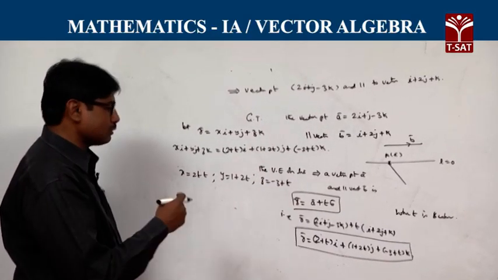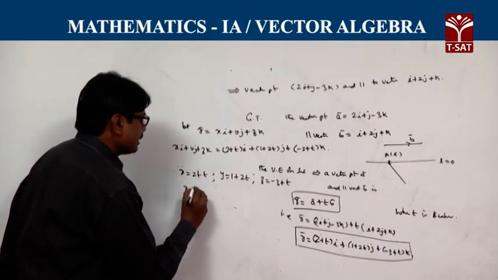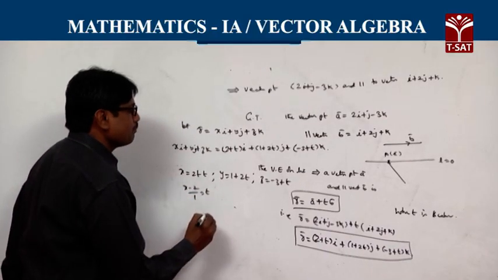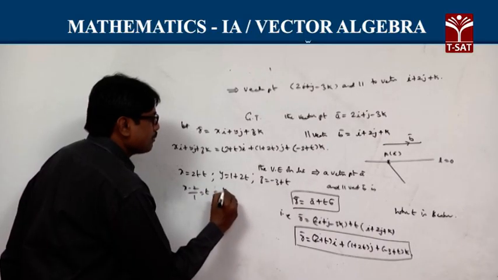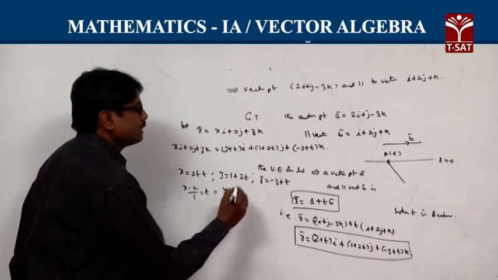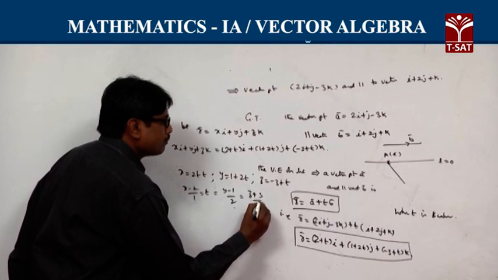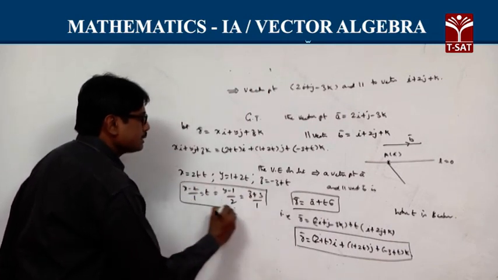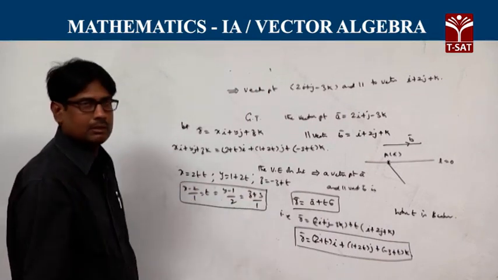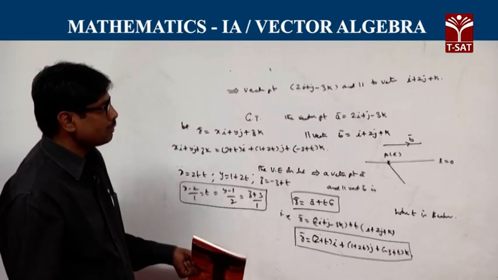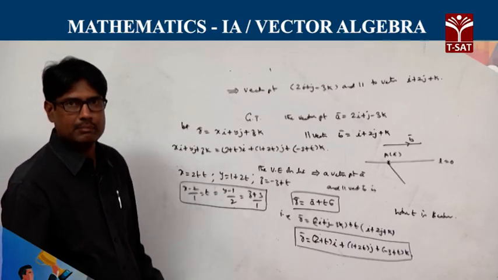When we express it into the Cartesian form, x minus 2 by 1 is equal to t, and this is y minus 1 divided by 2, that is equal to z plus 3 divided by 1. This will be the Cartesian form and this is the parametric form of the line equation passing through a bar and parallel to b bar.